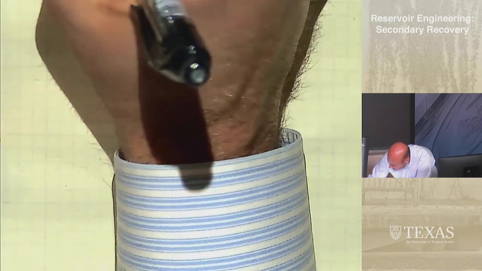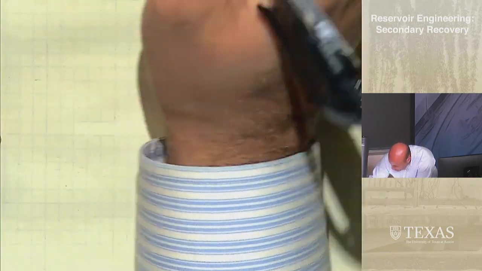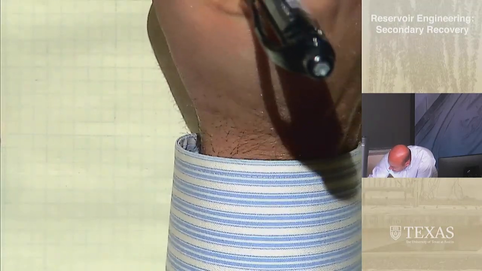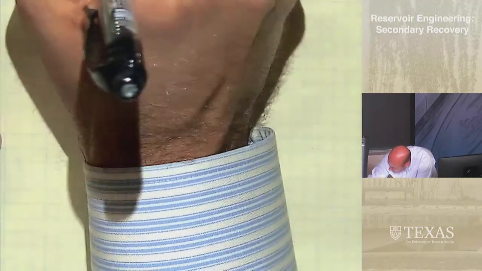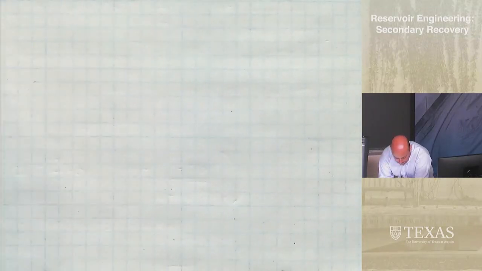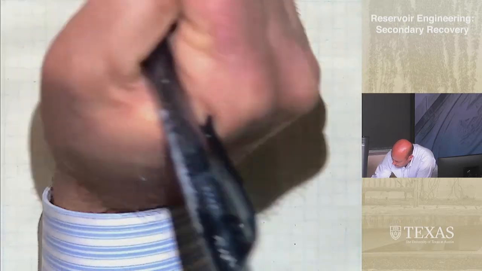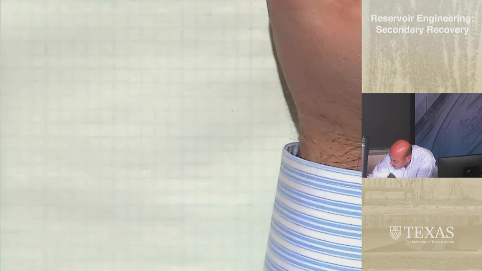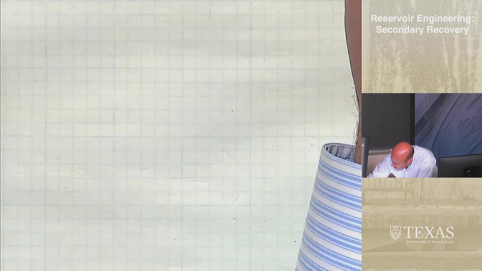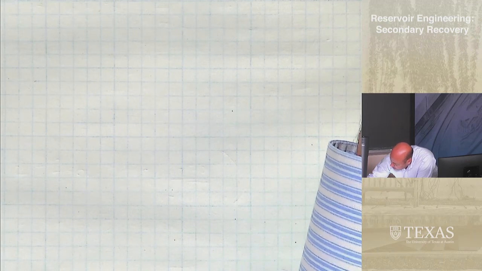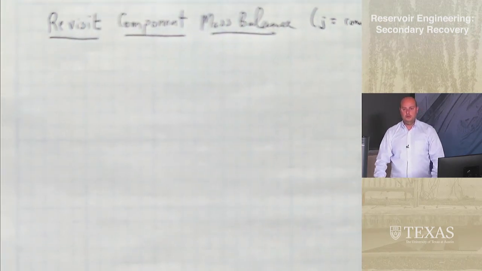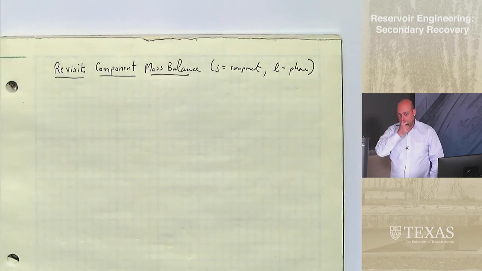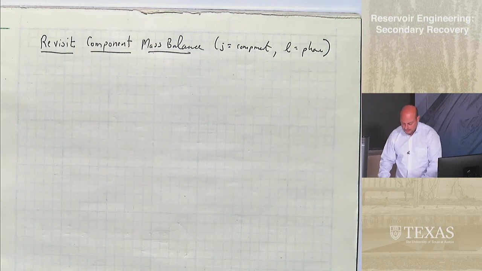We are going to revisit the component mass balance. So if we had a component J, where J is equal to the component, and I'll use L as the phase. So J could be any component. It could be salt, it could be methane, it could be something else. And for L, we could have multiple phases. We could have an aqueous phase, an oleic phase, and a gaseous phase.